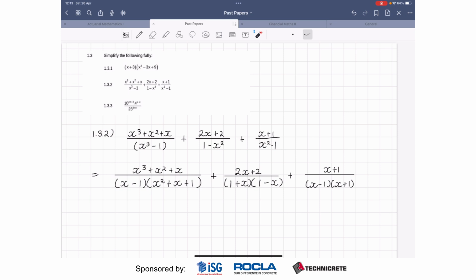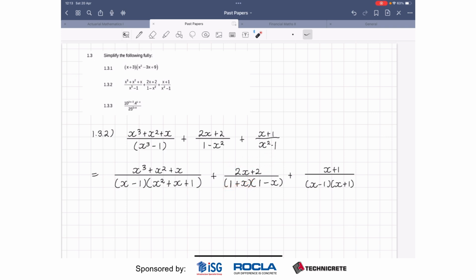Then for my next step, before I continue with getting a common denominator, I see that I can simplify all of these fractions and make them easier to work with. So for the last one, I can see that I've got an x plus 1 here at the top, and I've got a bracket of x plus 1 at the bottom. So I can cancel these two out, and I'm just going to be left with 1 over x minus 1. With the second fraction, I see that I've got 2x plus 2, and that means I've got a common factor of 2 across both of the terms, so I can take out this common 2, and I'll have x plus 1. And x plus 1 is exactly equal to 1 plus x, so I can cancel out these two.